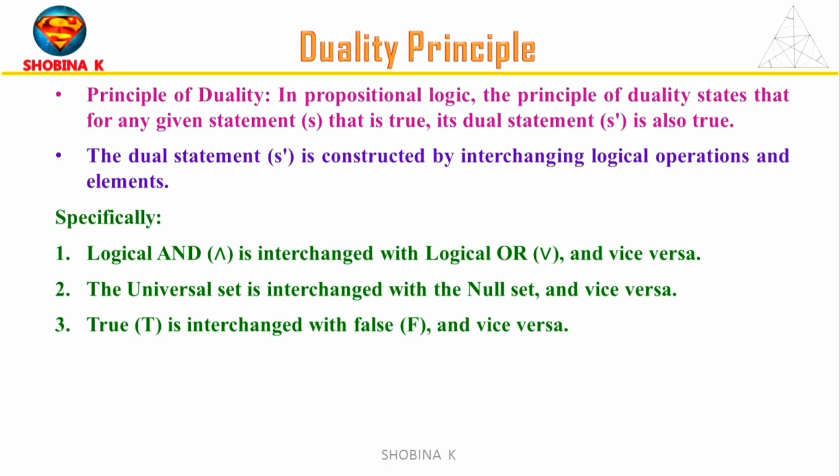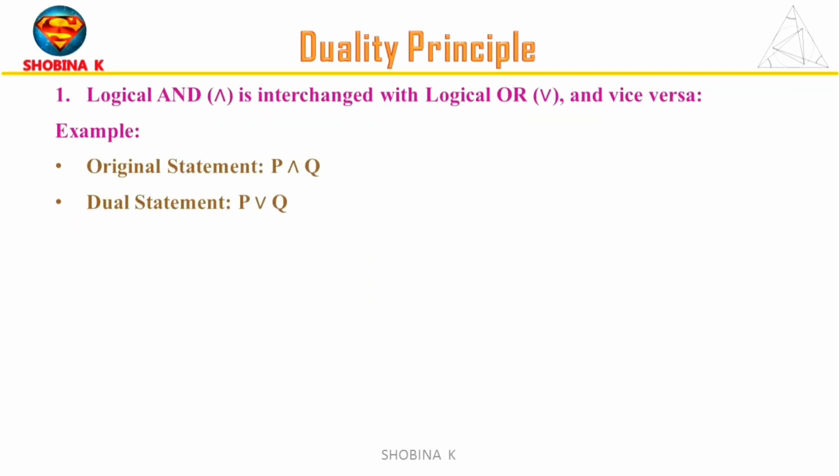The dual statement is constructed by interchanging the logical operations and elements, and specifically it is done in three ways. Firstly, the logical AND is interchanged with logical OR and vice versa. Secondly, the universal set is interchanged with the null set and vice versa. And finally, true is interchanged with false and vice versa. Now let's see how the interchange works in detail. Here is an example. The original statement is P and Q and the dual statement is P or Q. So if you have a statement that involves logical AND, you can replace AND with OR in its dual statement.